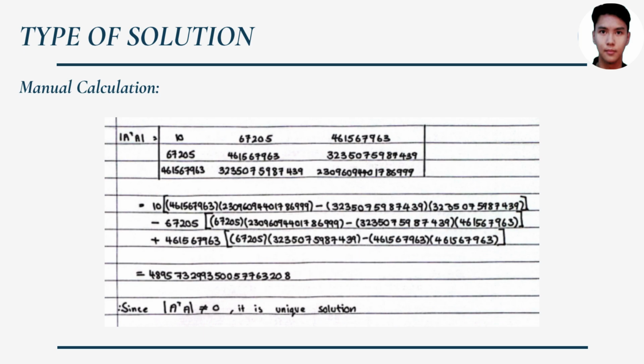And now for the type of solution on the manual calculation, we will be getting the determinant. To get the determinant, we will be using A transpose A. We have inputted the numbers into A transpose A, and as you can see, we have gotten the number. Since A transpose A does not equal 0, it is a unique solution. To double make sure, we have compared the answer on the manual calculation with the Maple calculation, and it is the same.